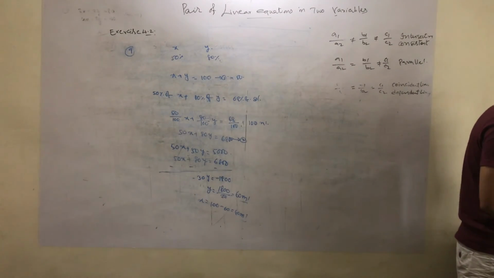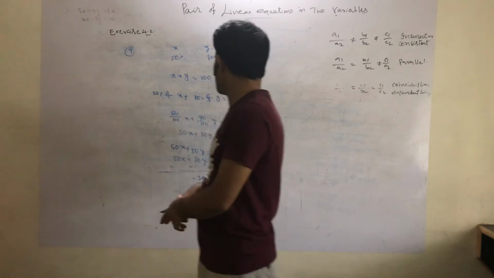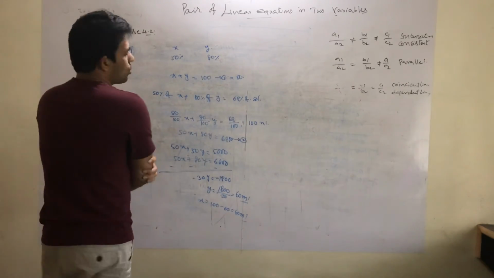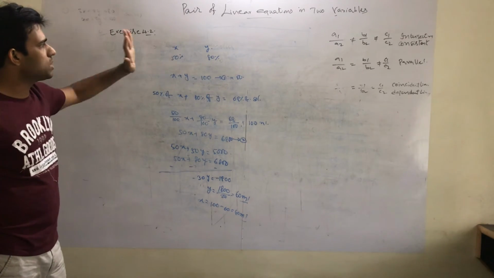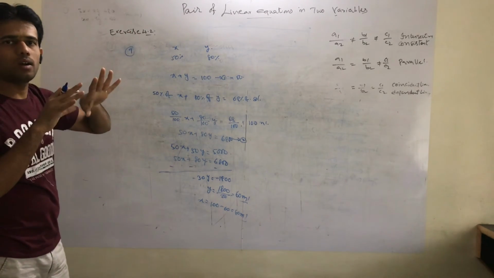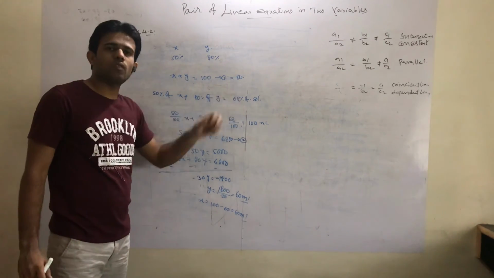So let me quickly validate the answer also. Exercise 4.2, yes. So 40 ml of this and 60 ml of this. Here there are two solutions of different concentration. One is 50% and one is 80%. A chemist needs to get 100 ml of new solution which has 68% of concentration.